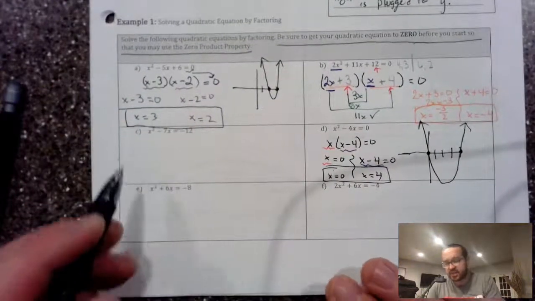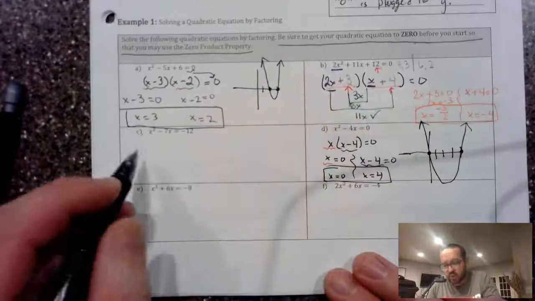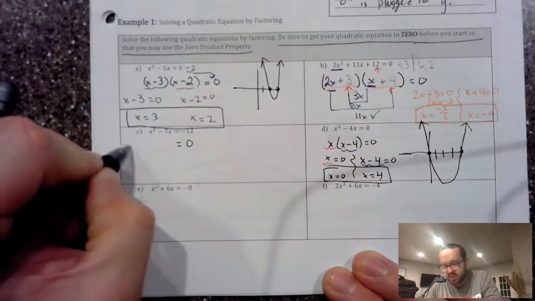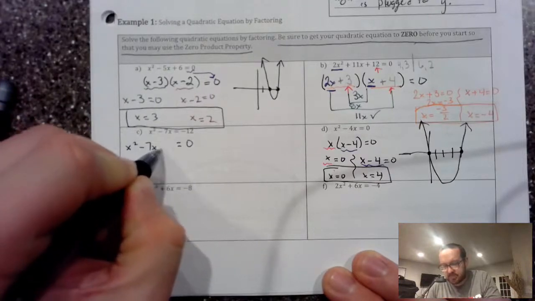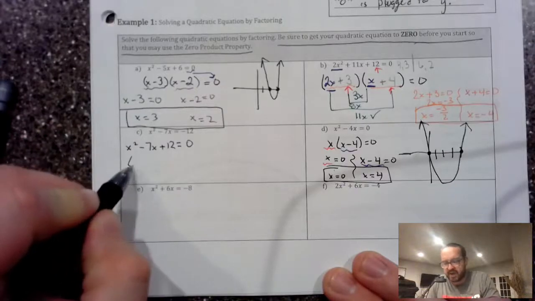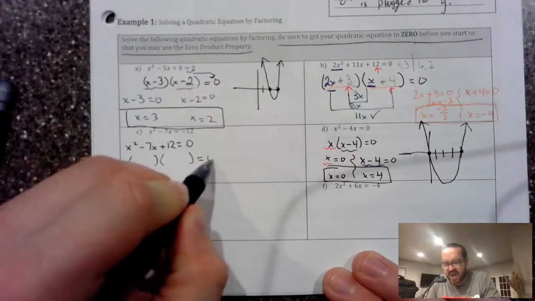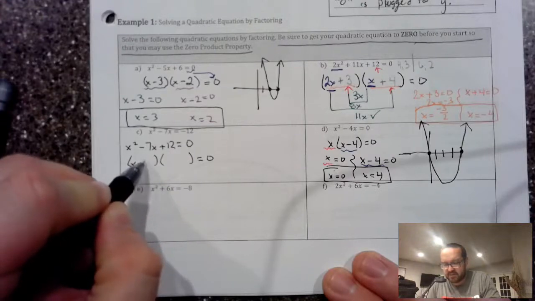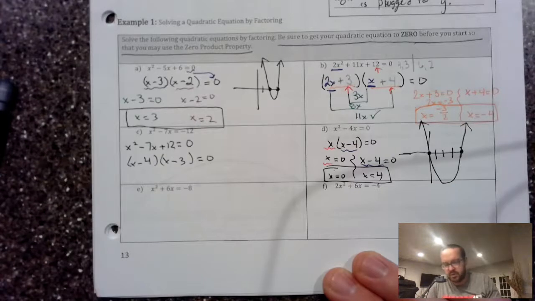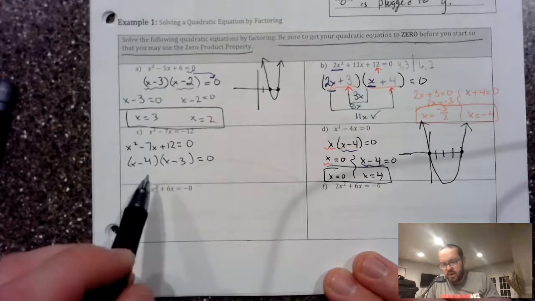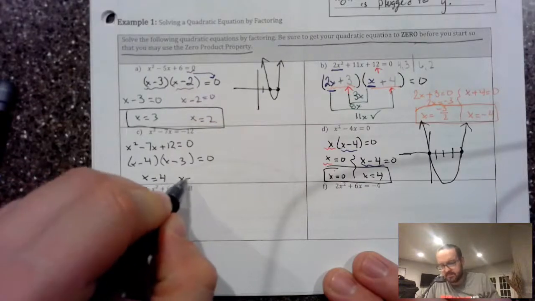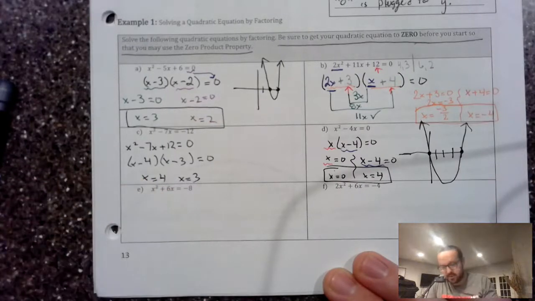All right, last one we're going to do here, letter C. It does say to make sure that we get it in standard form, so that's what we want. We want to set it equal to 0. When we do that, we always want to keep the x squared term positive. So notice, I moved it over. We're going to factor this. Two numbers that add to be negative 7, but multiply to be negative 12. And so we got x equals 4 and x equals 3. And those are my two answers right there.